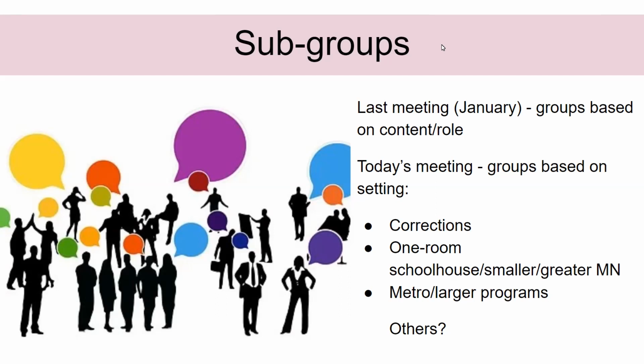One is corrections. We know a lot of you work in a correctional facility. One is one-room schoolhouse or smaller programs. Many of those are in greater Minnesota. And the third is metro programs or larger programs. But also, I want you to be thinking, we are open to the possibility that somebody else here may have another idea for what group of people you would like to participate in. So we're going to circle back to that question, and I'm just posing it to you to think about for now.